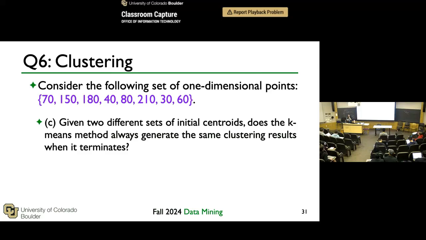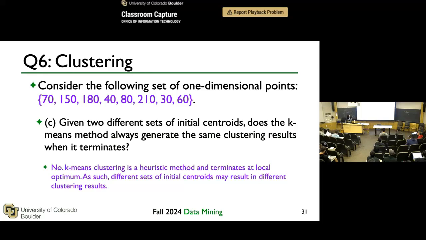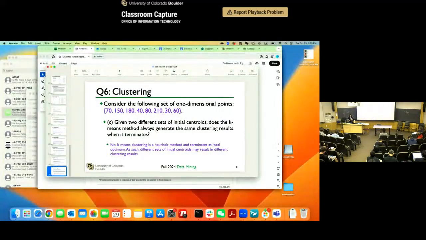If you get to a local optimum, that basically means that whatever initial centroids you use, that is deterministic. But if you choose a different set of initial centroids, you may have different clustering results. So that's, again, just an understanding of the method, how it works, but also understanding the property. In this case, all you need to say is that we cannot guarantee finding the same clusters. Because it is heuristic, with different centroids, you may actually end up with different clusterings.